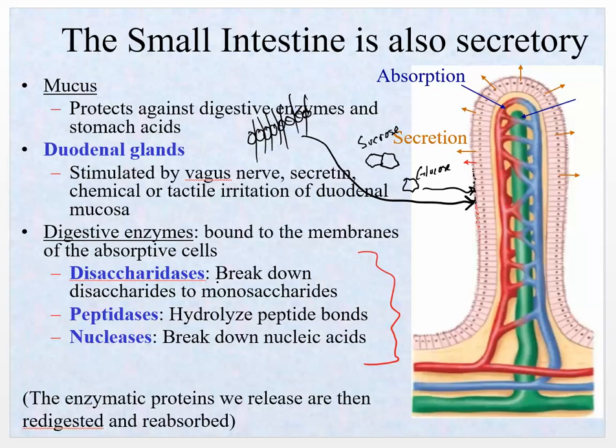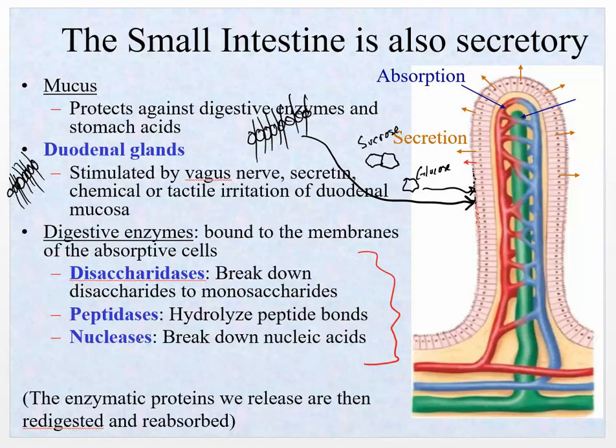Peptidases. Peptides are chains of amino acids, or proteins. A protein is usually considered over 100 amino acids. If it's less than 100, then sometimes we call it a peptide, but it's the same thing. It's a chain of amino acids. So they're held together by peptide bonds, and peptidases, proteases, break those down. It breaks apart those links that are holding the amino acids together. Peptidases hydrolyze peptide bonds.